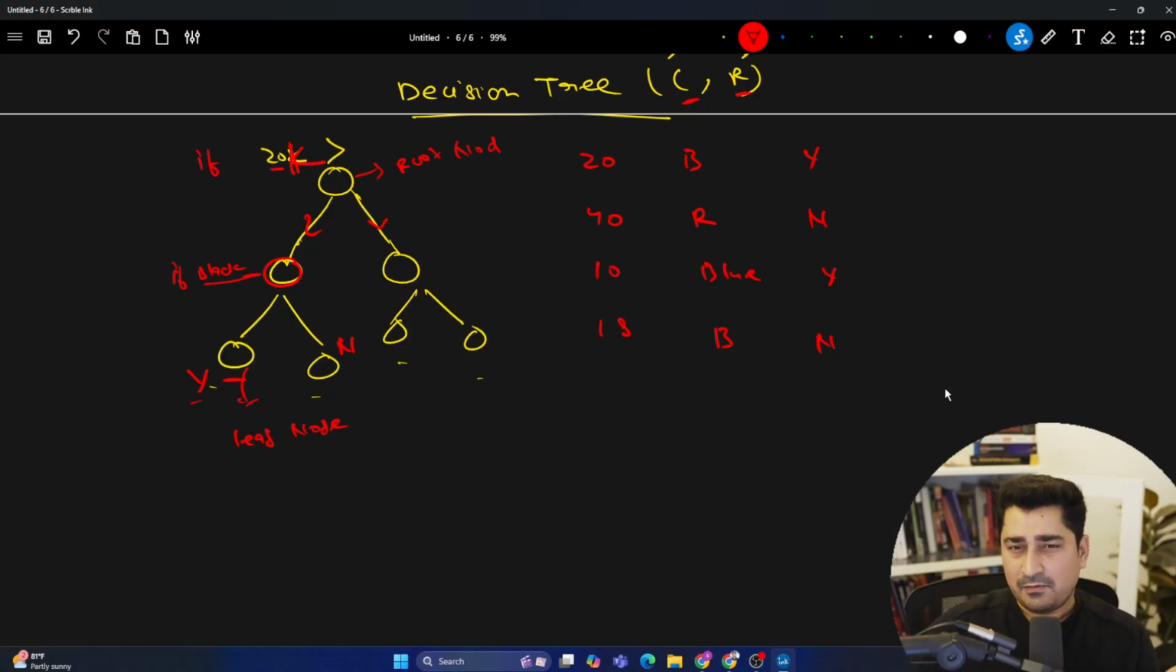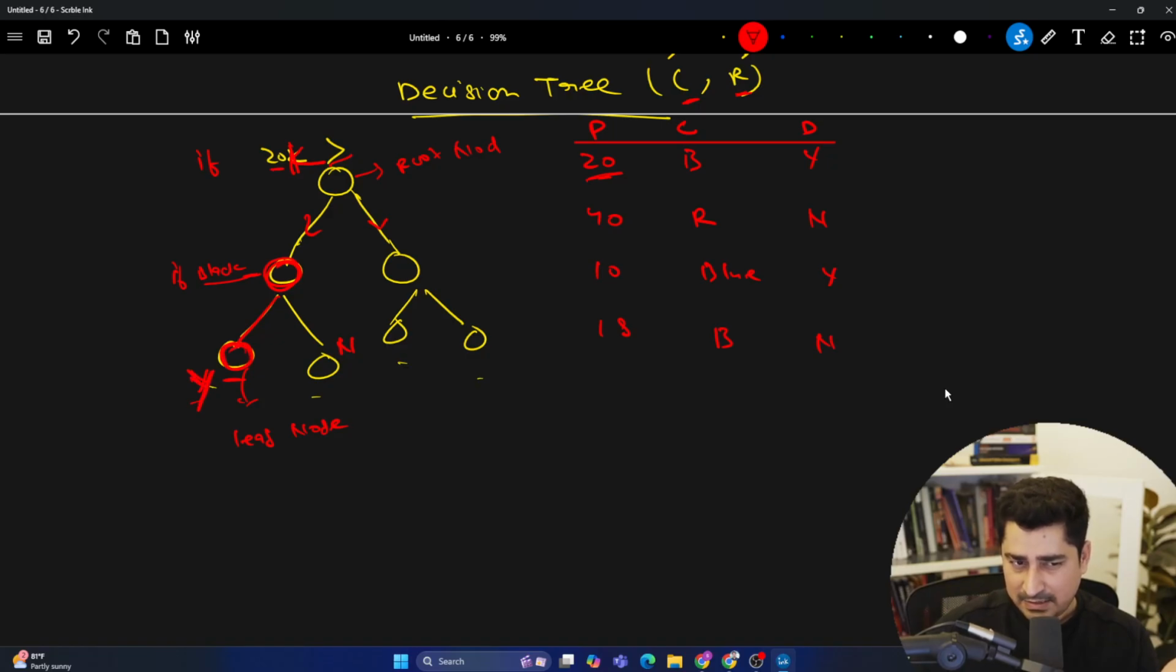So for this data, if the price is 20k, and the color is black, where will I go? Maybe greater than or equal to, so maybe I'll come over here. The color is black, so I'll make the decision equal to yes.